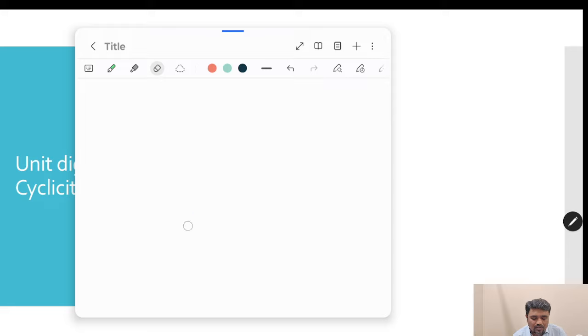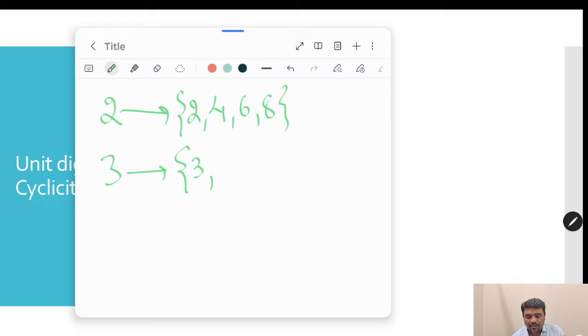For 2, the cyclicity is 2, 4, 6, 8. In a similar way, the cyclicity of 3, can you guess? 3 3s are 9. 9 3s are 27, that is 7. 3 7s are 21, that is 1. Then once again 3, 9, 7, 1. Here also the cyclicity is 4 and the digits are 3, 9, 7, 1. The pattern is the same.